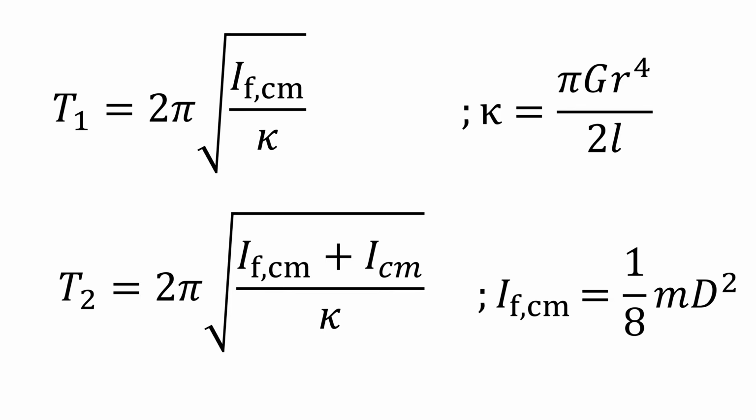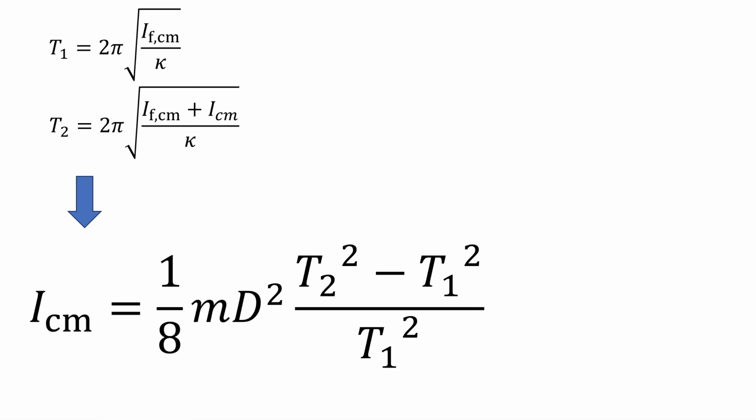The moment of inertia of the solid disc, ISCM, can be easily calculated using the well-known relation, 1/8 of the product of its mass and the square of its diameter. The torsional constant, kappa, is the same in both equations for the period of oscillation, so we can use them to express ICM. Thus, we obtain this final relation for ICM.